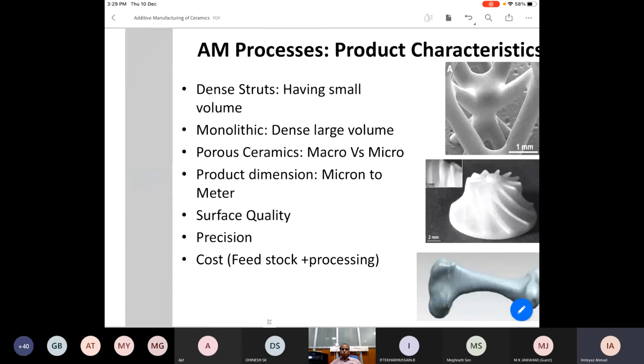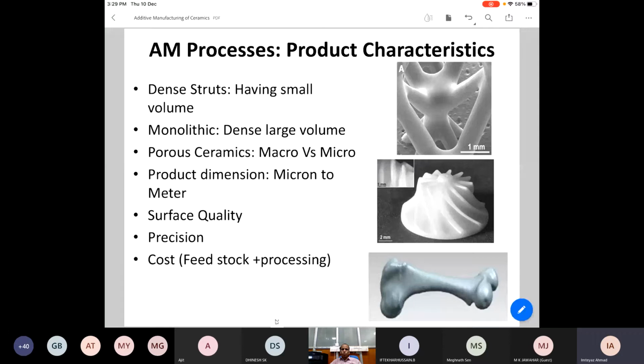Okay, so now the product characteristics. So what kind of characteristics will we look at as far as the product is concerned?